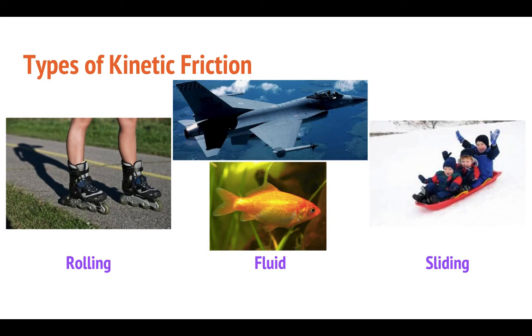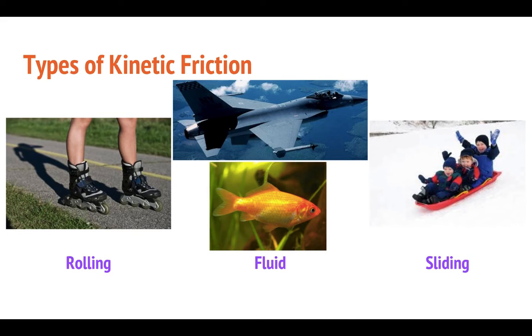Rolling friction is anytime there are wheels, so a car moving, your roller blades, your skateboard. When the object is moving forward, there's rolling friction against the direction of the movement.